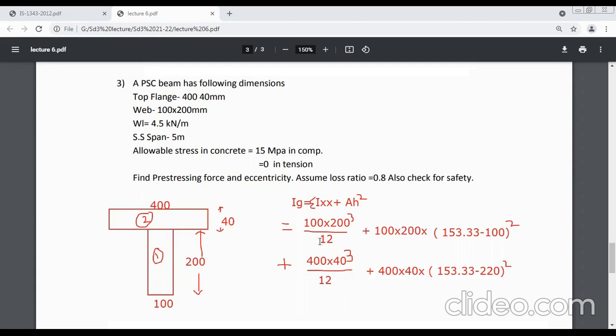Okay. Tell me how much Ix. 196.80 into 10 raised to 6. Yes, correct. 196.80 into 10 raised to the power 6 mm raised to 4. Okay, mm raised to 4. This one is the moment of inertia.